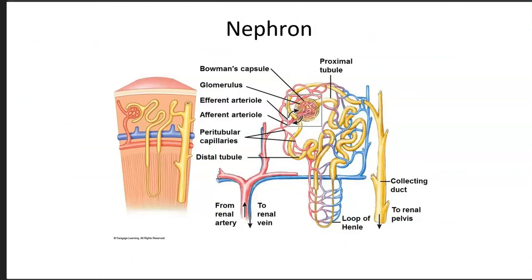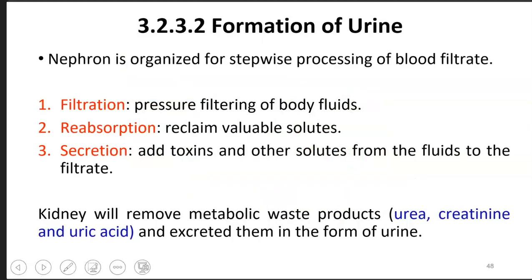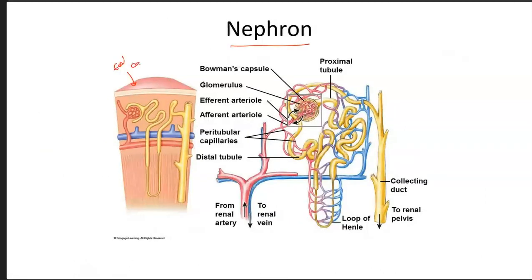So this is the structure of nephrons. As you can see, the outer region here is the capsule. This region here is the renal cortex, and this region here where you have the loop of Henle is the renal medulla. So you have to know the regions of the kidney.